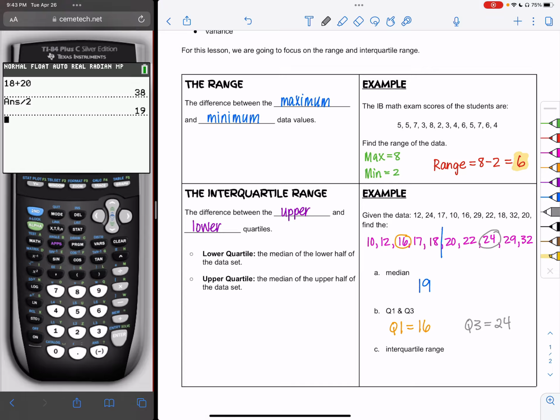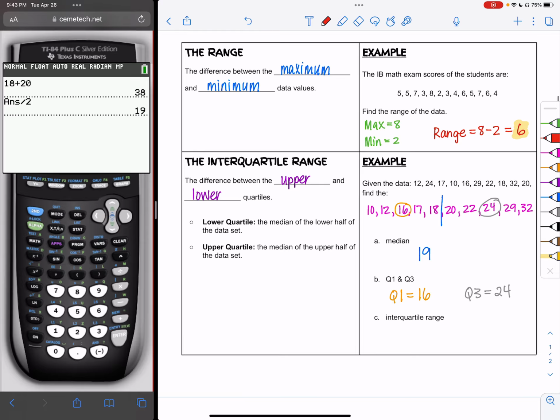Now when it asks what my interquartile range is, my interquartile range is just your upper quartile minus your lower quartile, which is 24 minus 16. And 24 minus 16 is 8. So my interquartile range is 8 here.